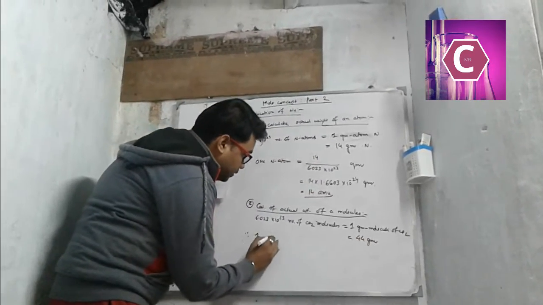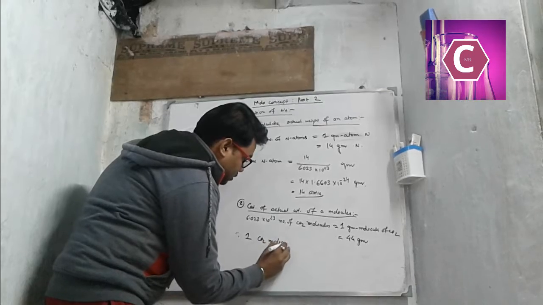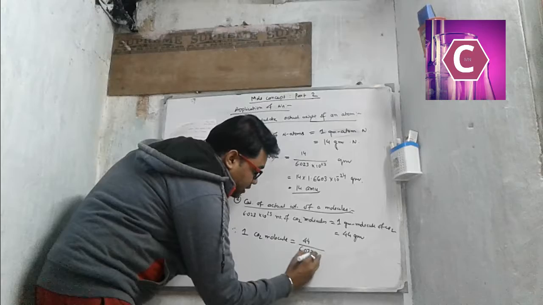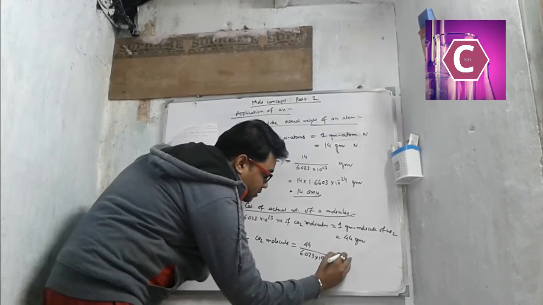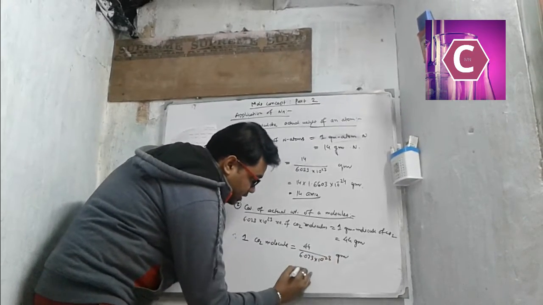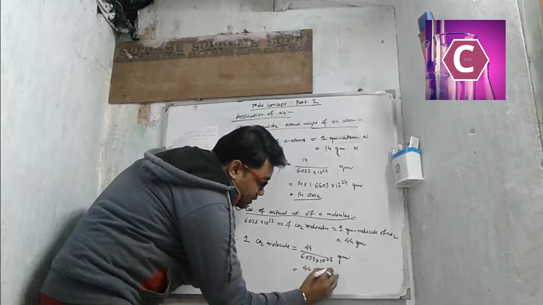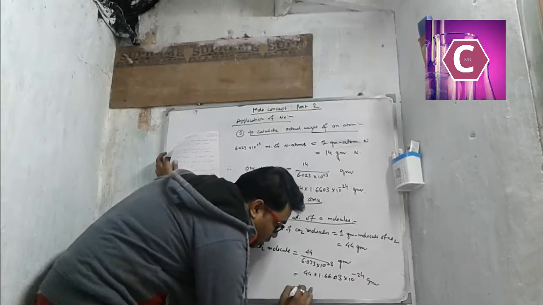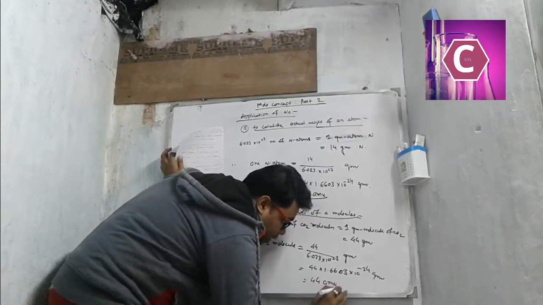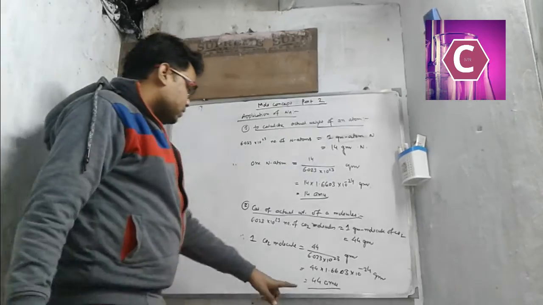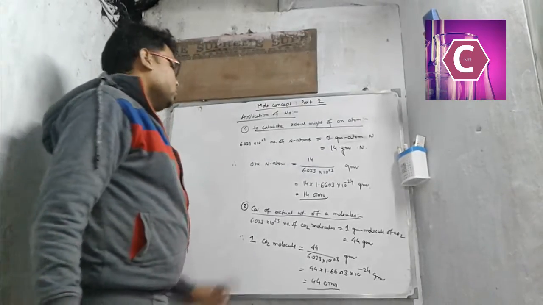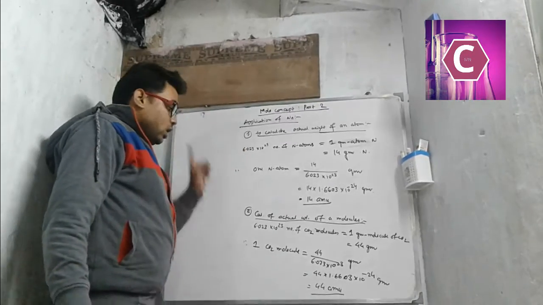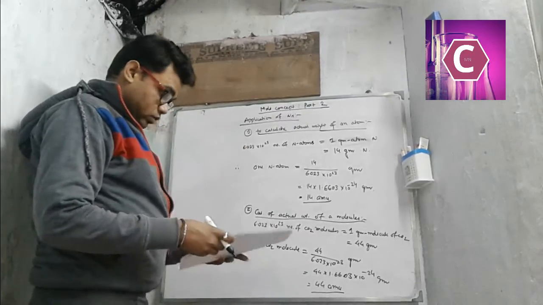So one CO2 molecule has 44 by 6.023 into 10 to the power 23 gram weight. It is also equal to 1.6603 into 10 to the power minus 24 times 44 gram, or 44 AMU, atomic mass unit. So this is the actual weight of a carbon dioxide molecule. In this way we can calculate the actual weight of an atom or a molecule.